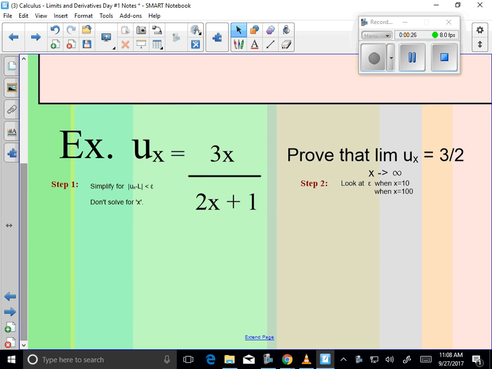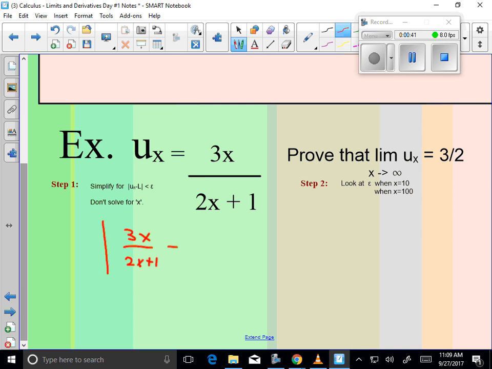So let's look at this relationship. Here's how we'll determine the relationship. We're going to simplify this. u of x, which is 3x minus 2 over 2x plus 1. We're going to prove here that the limit of this function as x goes to infinity is 3/2. So L is our limit.